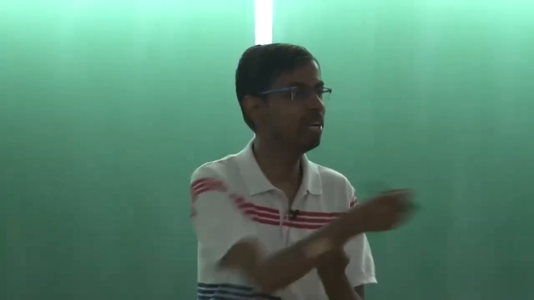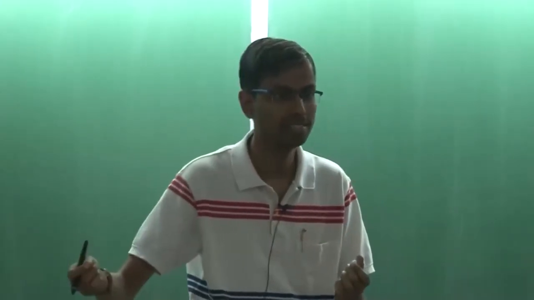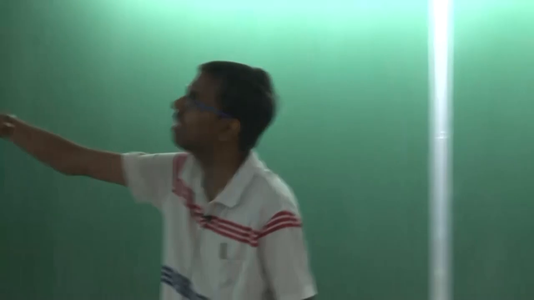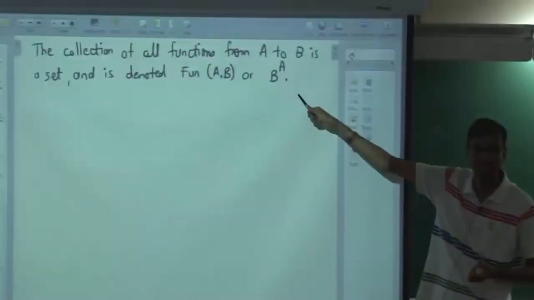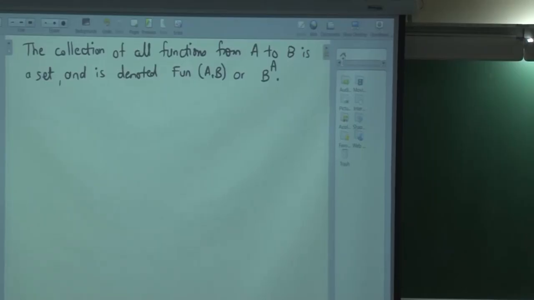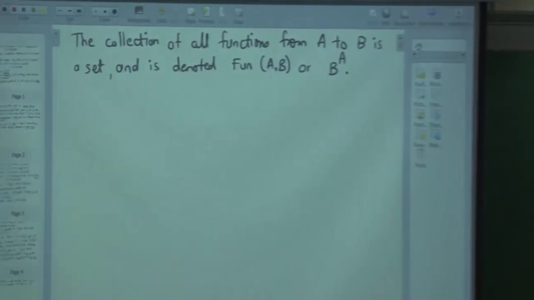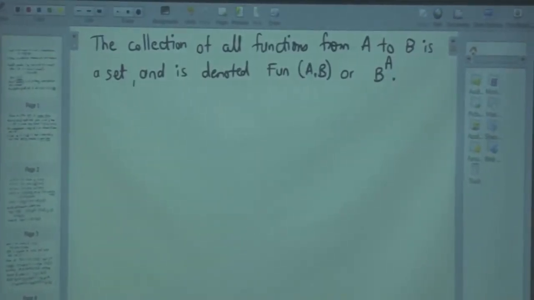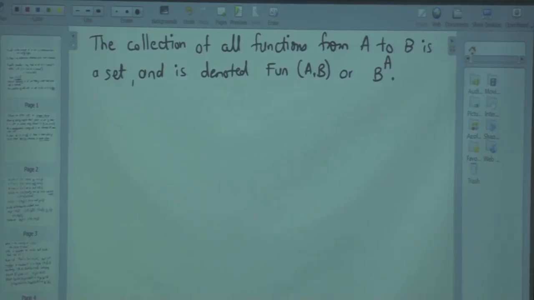Precisely 3 to the power 2. Yeah, because for every element you are choosing one image. Right, so therefore, this notation is consistent with exponentiation. When you take the size of B to the power A, it is size of B to the power size of A. I'm just not going to write it because we haven't defined size. Soon we will define size, but that's why the notation is there.